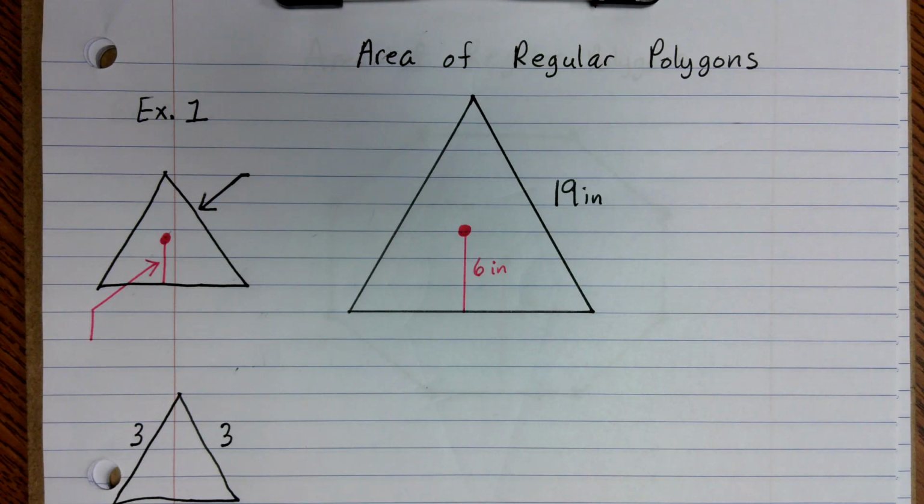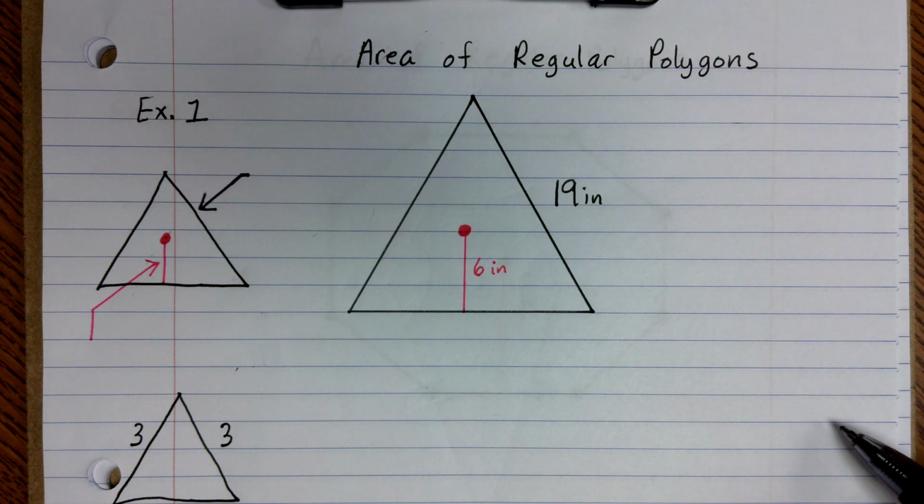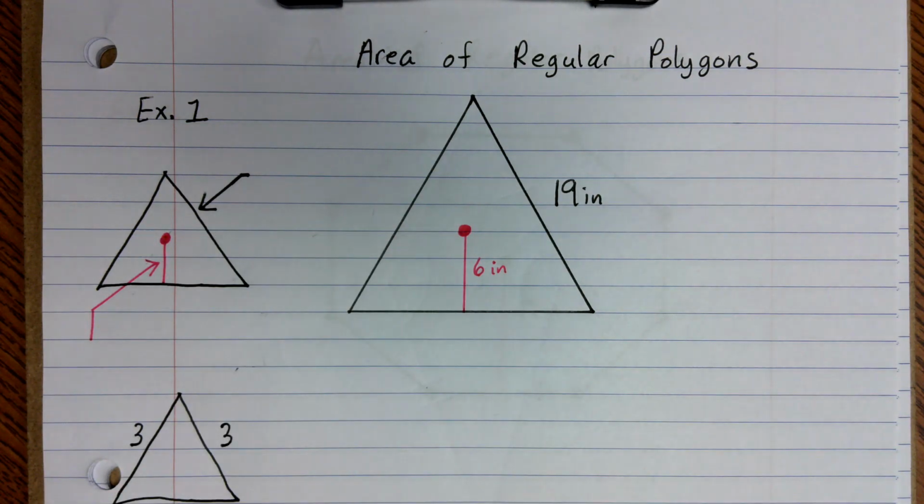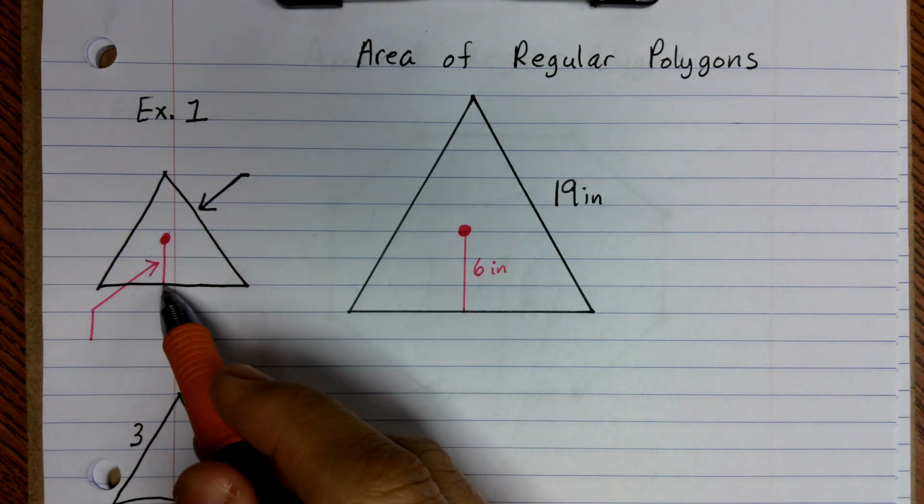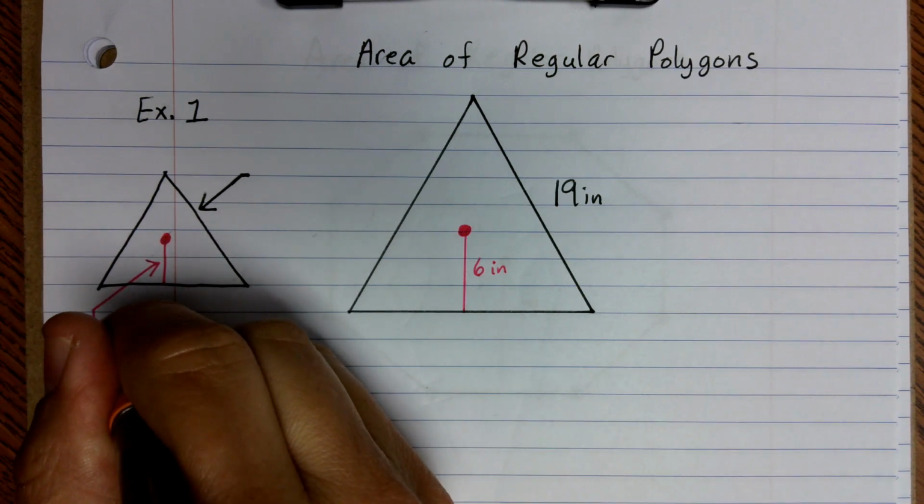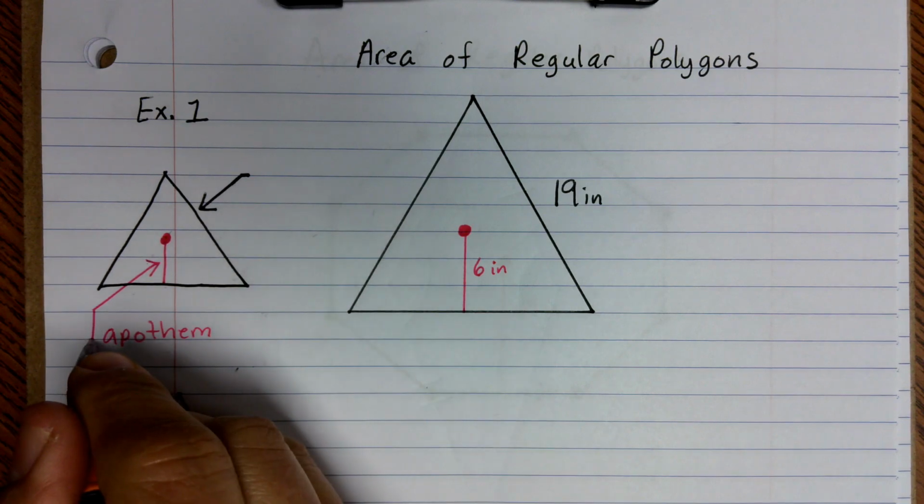In this video, we're going to look at finding the area of regular polygons. And it's going to take a couple of different things. But first of all, notice this triangle that's on the left. This line that you see that goes from the center of the shape to one of its sides, we call that the apothem. So you're going to be using that in the formula. So just make sure you know what that is.